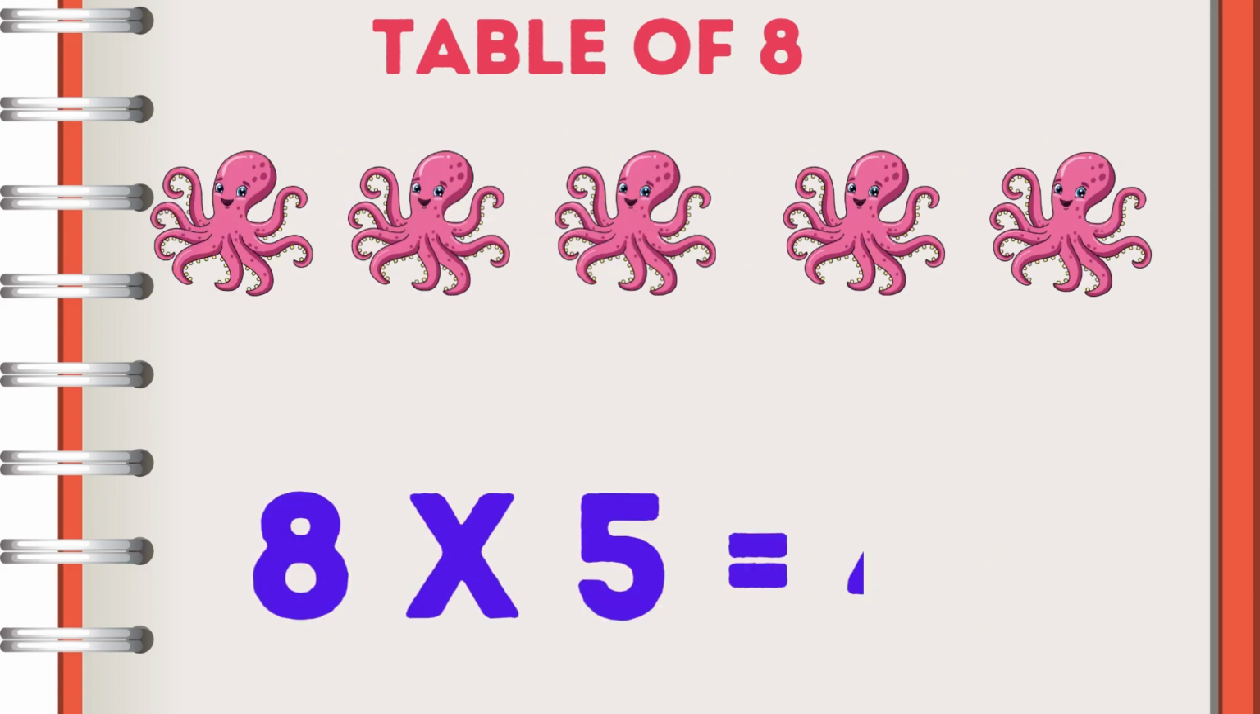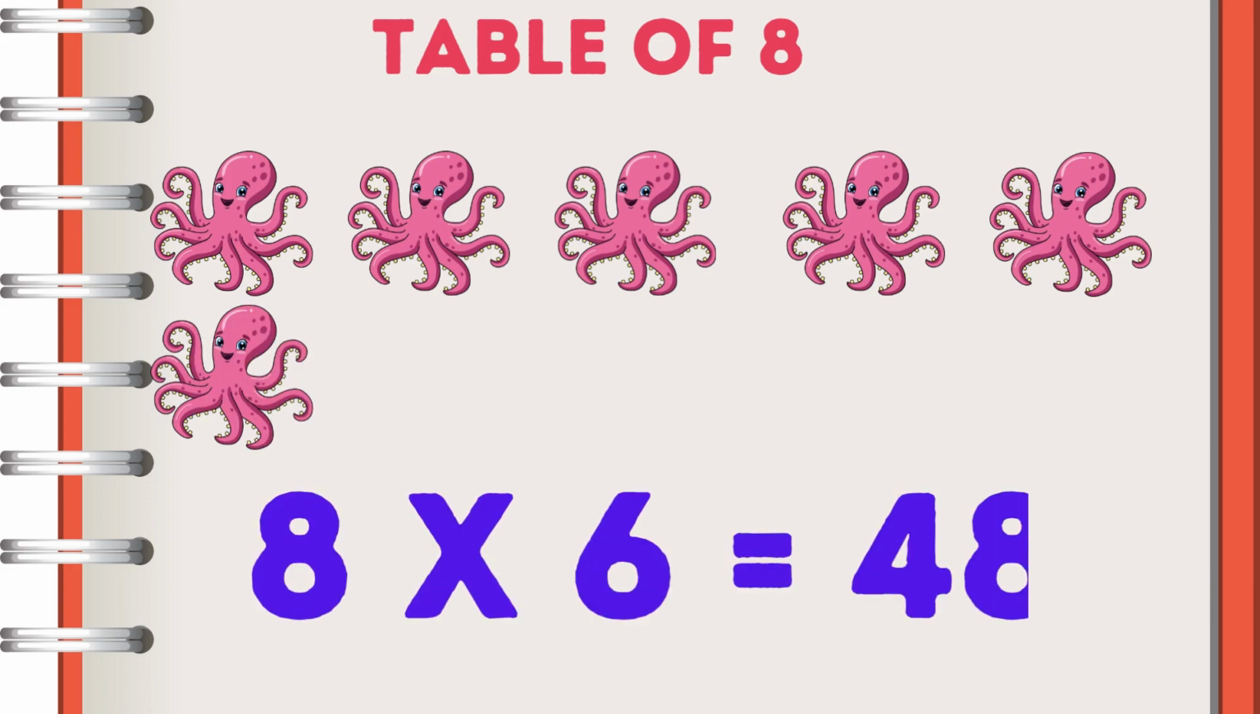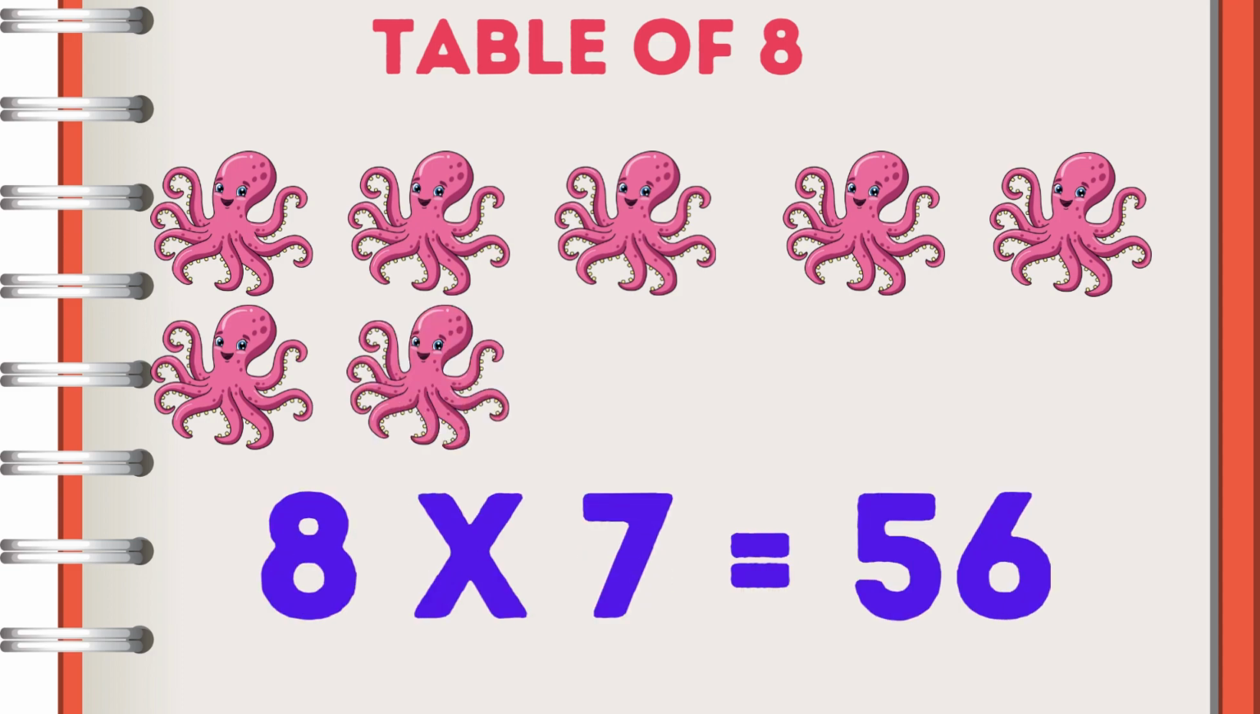8, 16, 24, 32, 40. 8 times 5 is 40. 8, 16, 24, 32, 40, 48. 8 times 6 is 48. 8, 16, 24, 32, 40, 48, 56. 8 times 7 is 56.